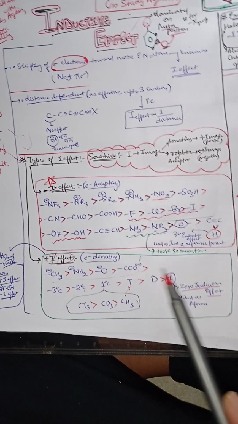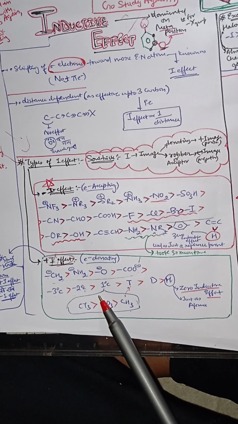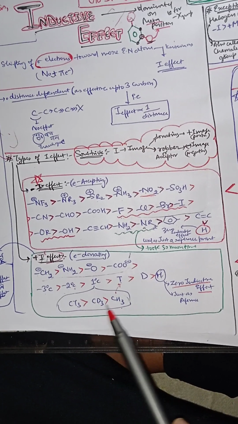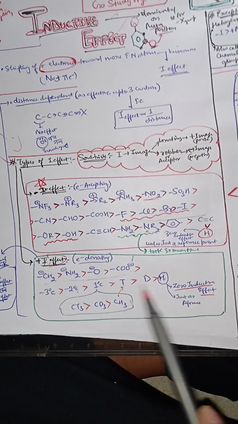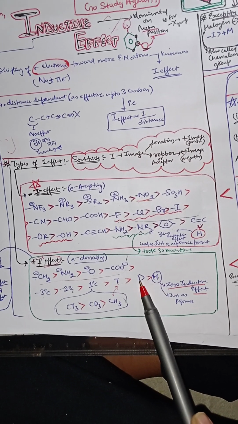This is the charge one. Then tertiary carbon more than secondary carbon more than primary carbon. Here you can see this order is similar to the isotopes order. So that is tritium more than deuterium more than hydrogen.